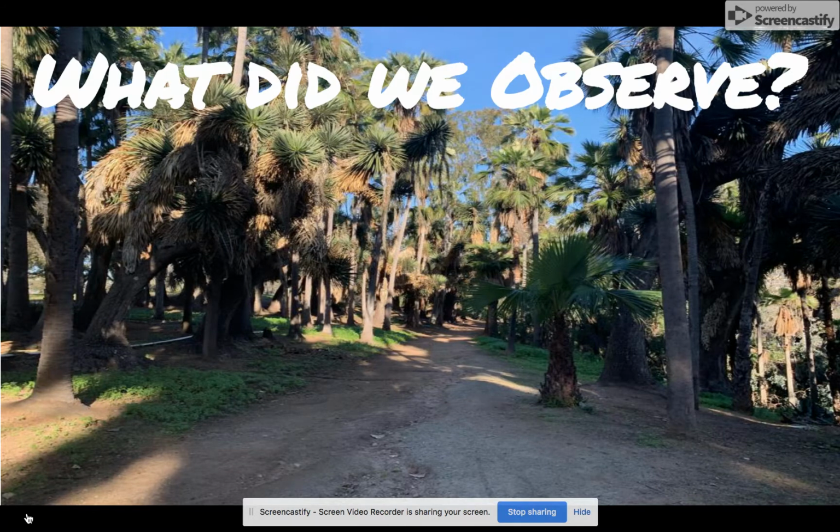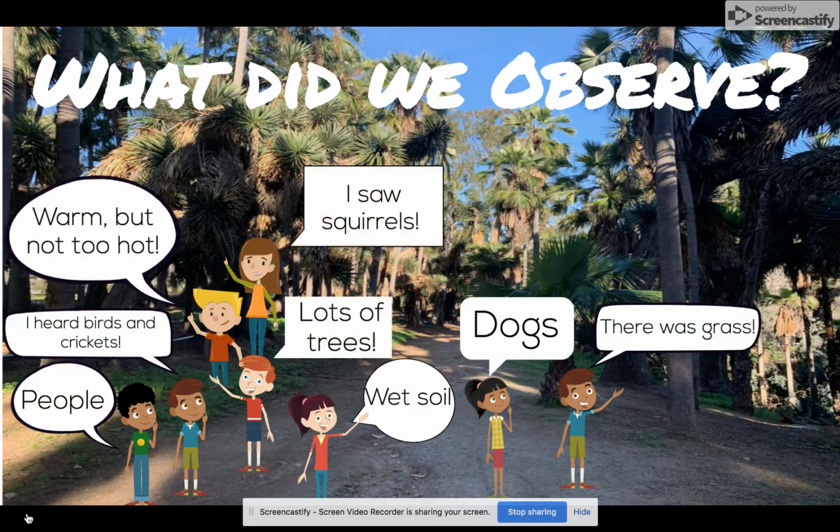Can I have some volunteers raise their hands? Very good, boys and girls. Many of you noticed the dogs and that there were people and wet soil. There was lots of grass and many different kinds of trees. Some of you heard birds and crickets. We all saw squirrels. We noticed that it was warm but not too hot.